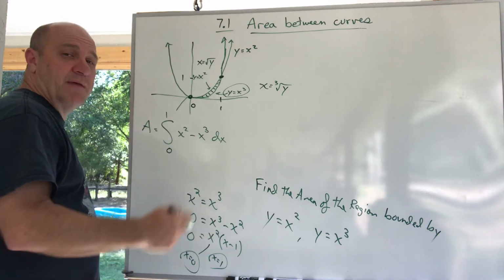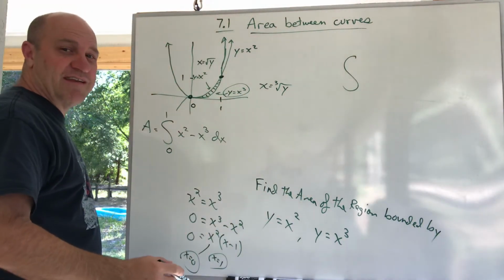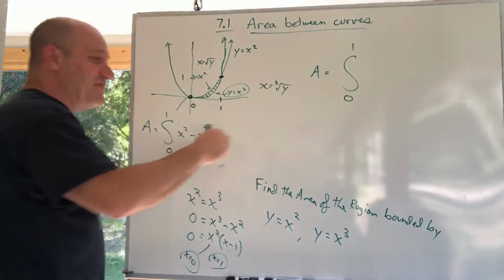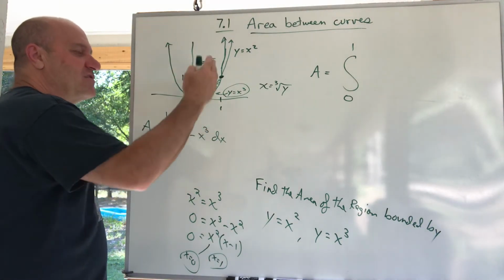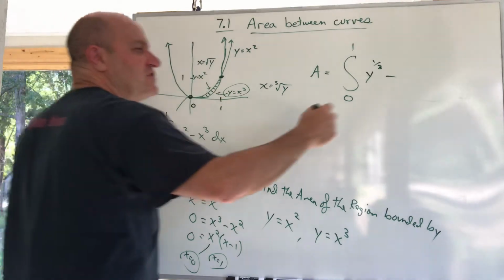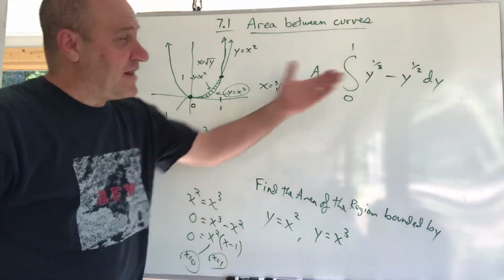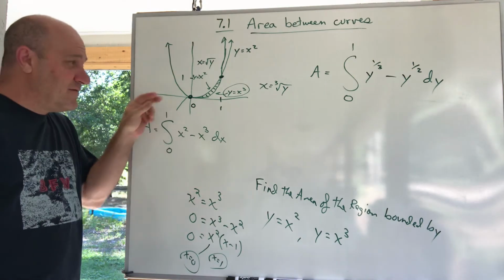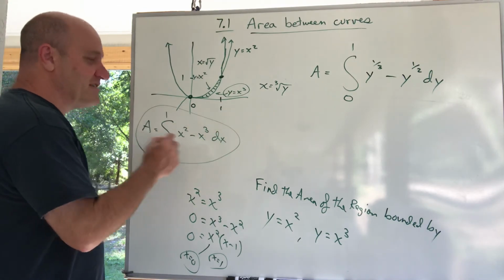I can set this up, but it's a little more confusing for students. They get a little confused. I didn't start with a very difficult example, but here we are. The area would be, again, 0 to 1, but it's a different 0 and 1. It's not these x values, it's these y values, 0 to 1, and it's the right curve, which I'm going to write as y to the 1/3, minus the left curve, which is y to the 1/2. And I'm doing this with respect to the variable y. So I can integrate and evaluate and get the area of that region between the curves. It should be the same answer.